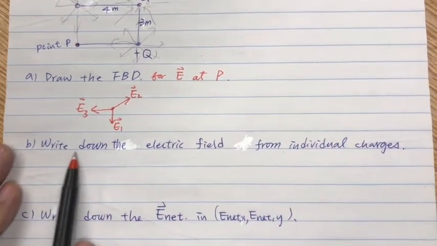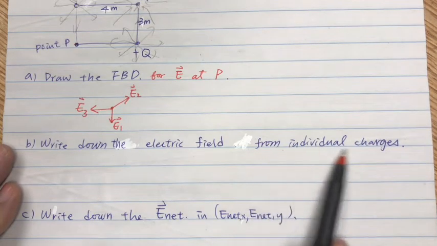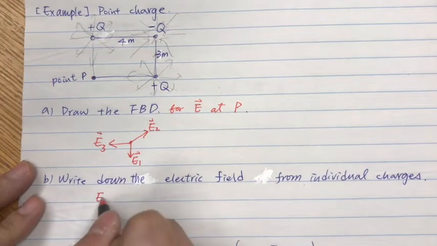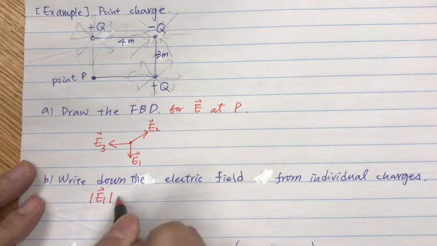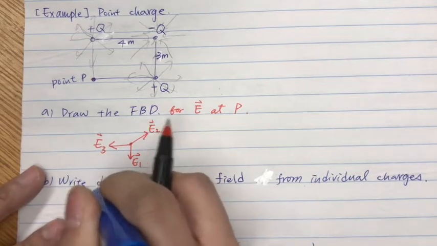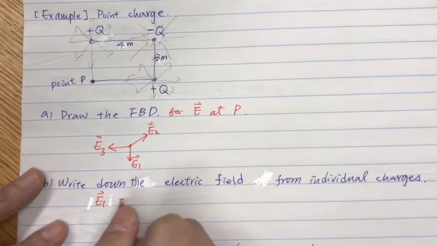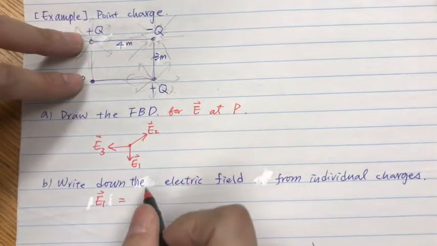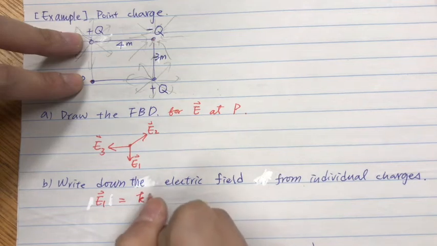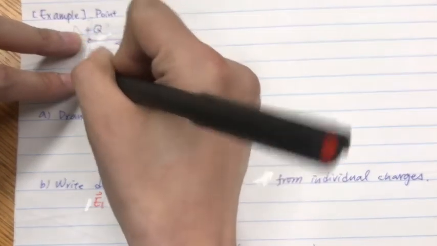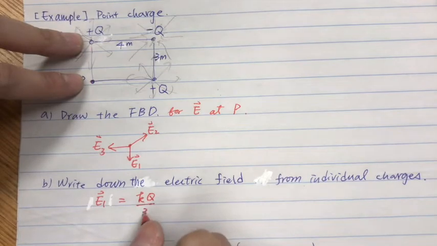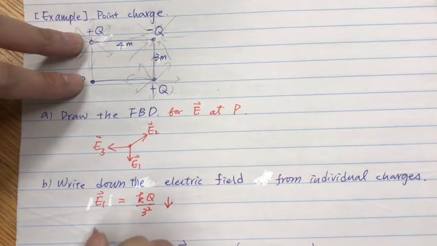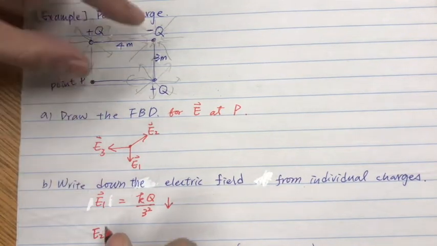And then the second question, write down the electric field from the individual charges. So for example, E1. This electric field of a point source, this is E1, is KQ divided by R squared. Here the R is 3. And the direction is going down. Alright, so that covers the first one.